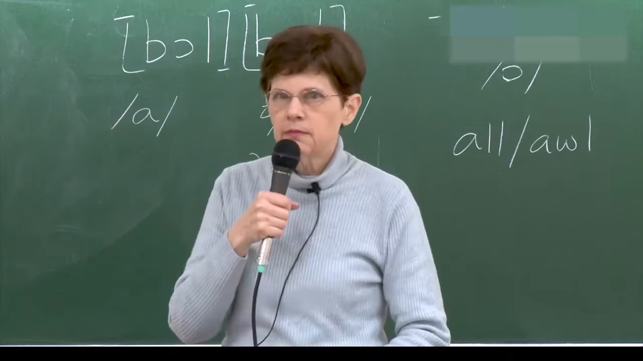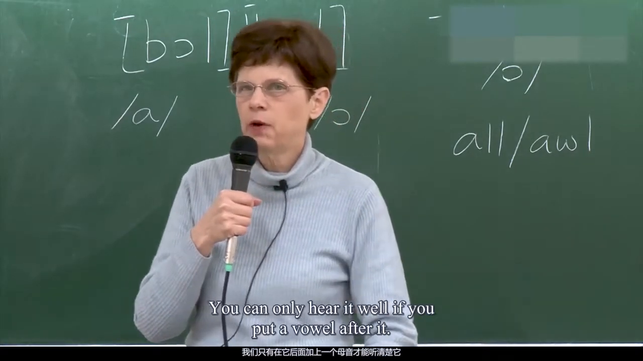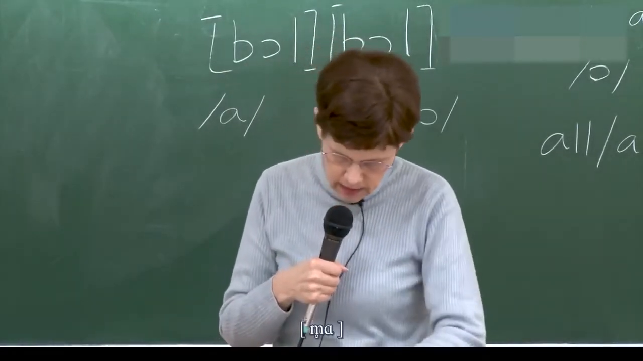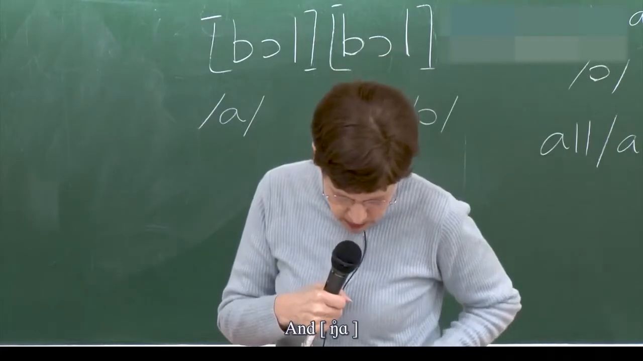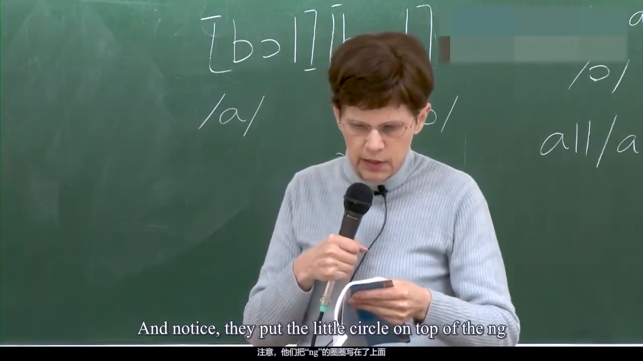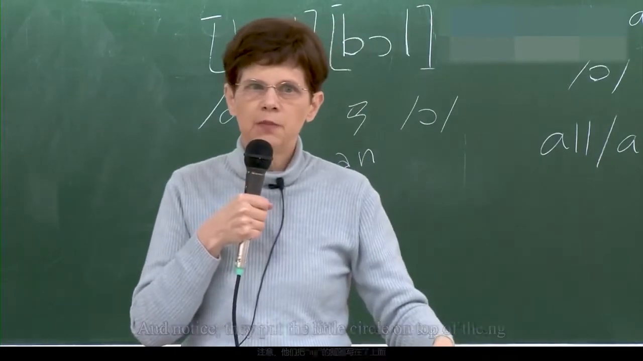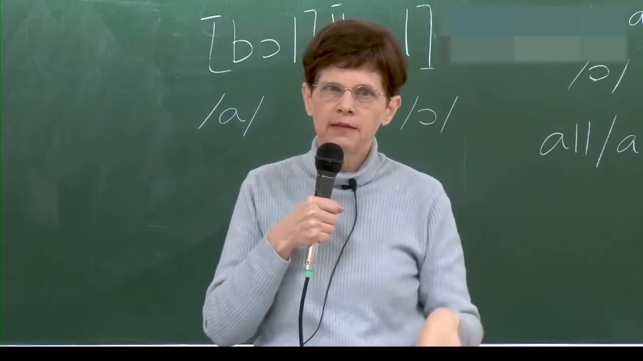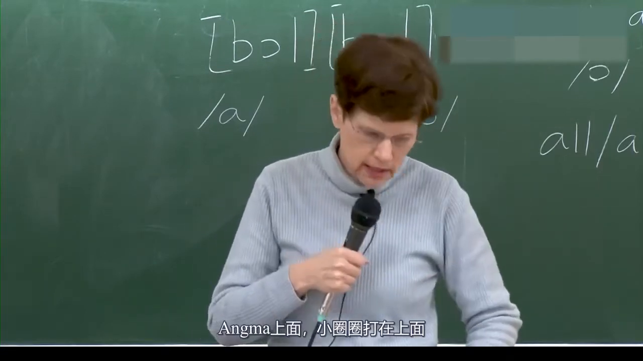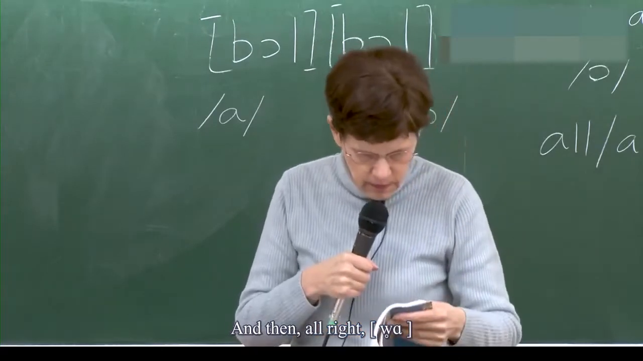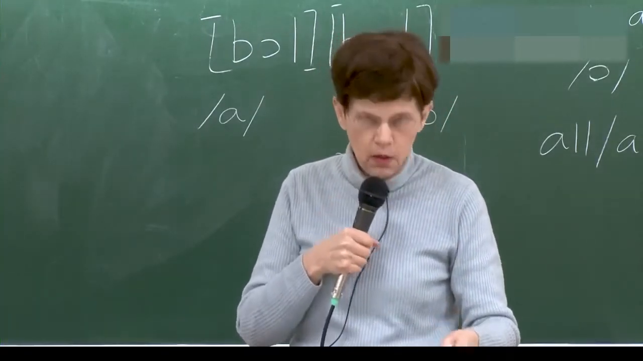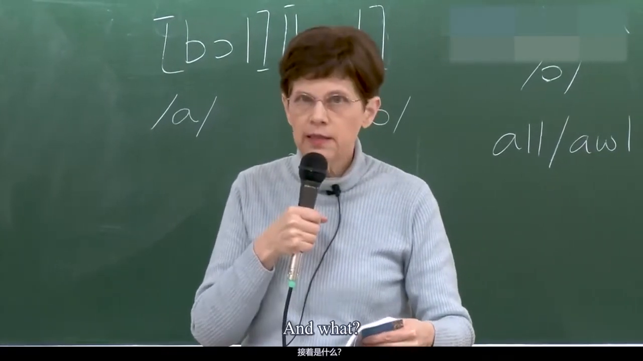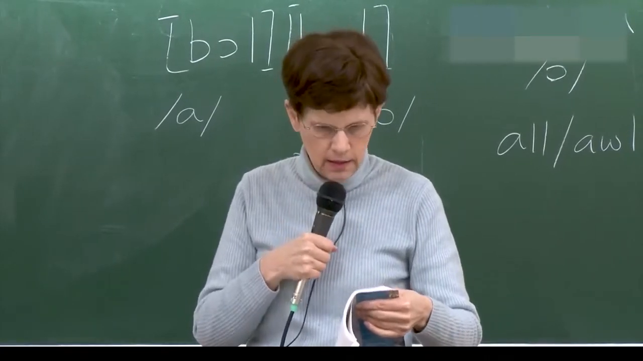You can only hear it well if you put a vowel after it. Let's put I after it. Ma, na, and nga. And notice they put the little circle on top of the ng because the curly Q down there takes up space. So they put the circle on top for angma. Angma 上面，小圈圈倒在上面。And then, all right, hua. Hua, you have no problem because you learned that in school. Hua. And what? Hia. Okay.